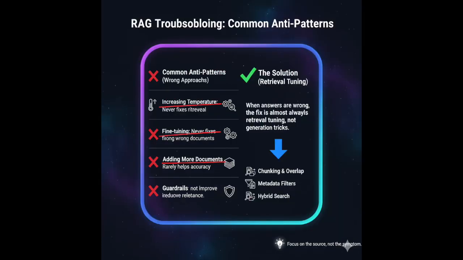Now the traps, read these carefully. Increasing temperature never fixes retrieval. Fine-tuning never fixes wrong documents. Adding more documents rarely helps accuracy. Guardrails do not improve relevance. When answers are wrong, the fix is almost always retrieval tuning, not generation tricks.